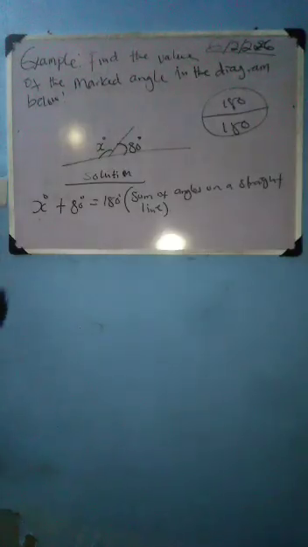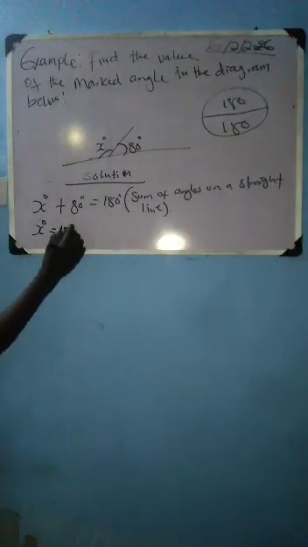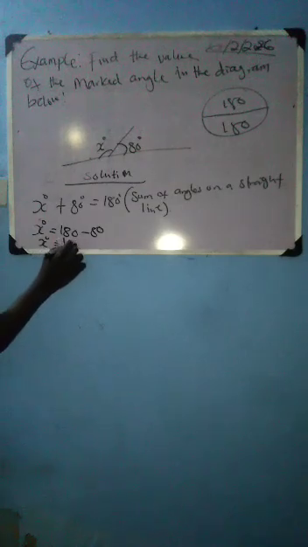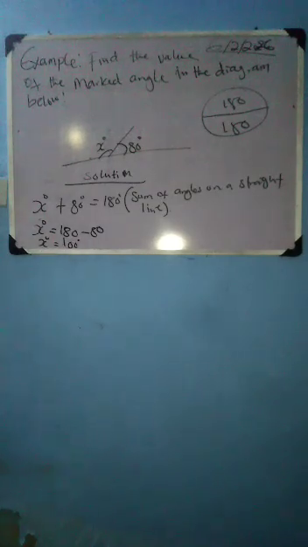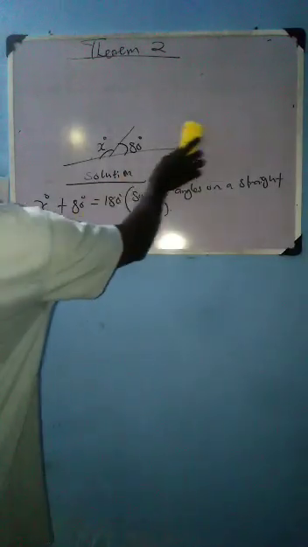Now let's carry on. So x degrees will be equal to 180, and the plus 80, when it crosses, becomes minus 80. So x is equal to what? 100 degrees. That is it. So it's that simple. So do well to take a note. All right. Theorem 2. Let me take this off.